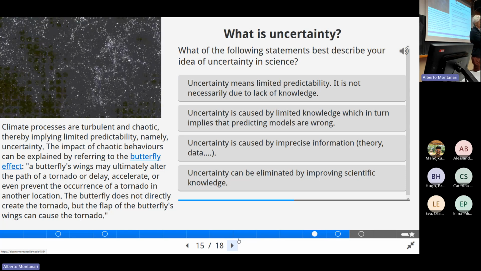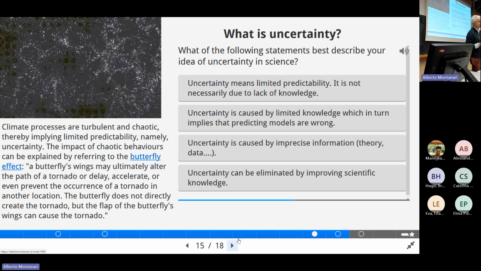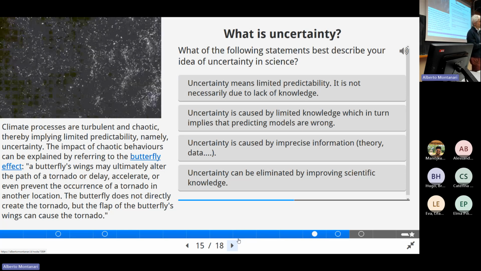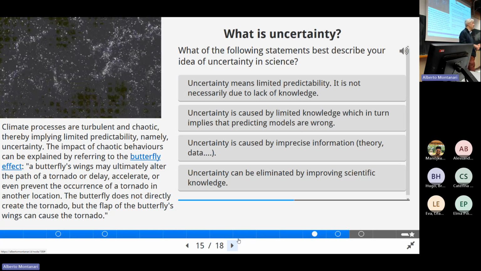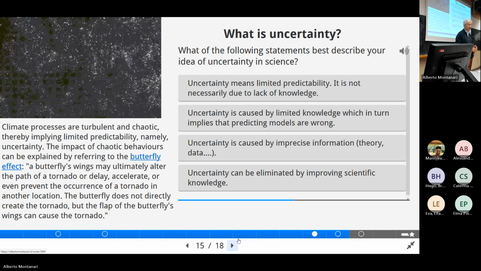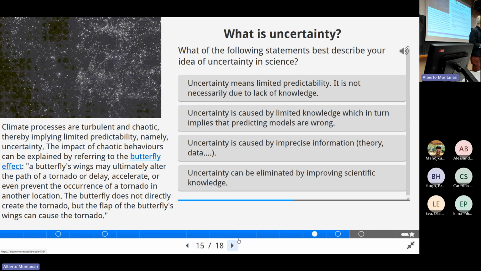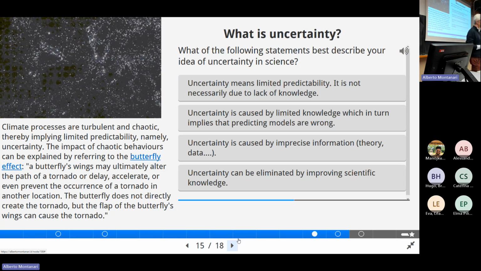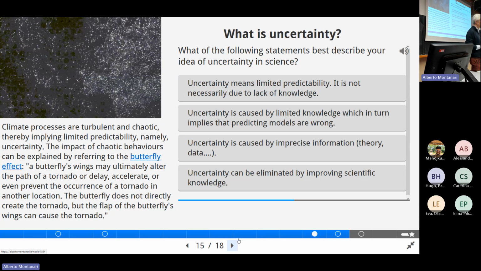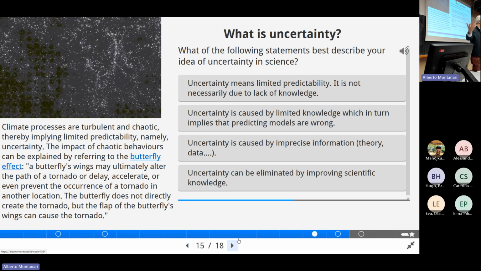And imprecise initial conditions. Do you know the butterfly effect? Okay. Most of you have heard about the butterfly effect. If not, look on Wikipedia. Butterfly effect means Lorenz, I think. Yeah, Lorenz said that a butterfly flapping in Japan may cause a hurricane in New York. This means that a small change in the initial condition of a system may turn out in a completely different result at the end of the story.